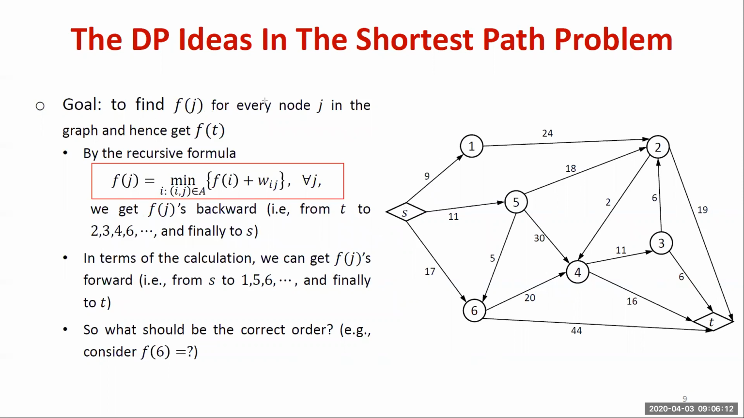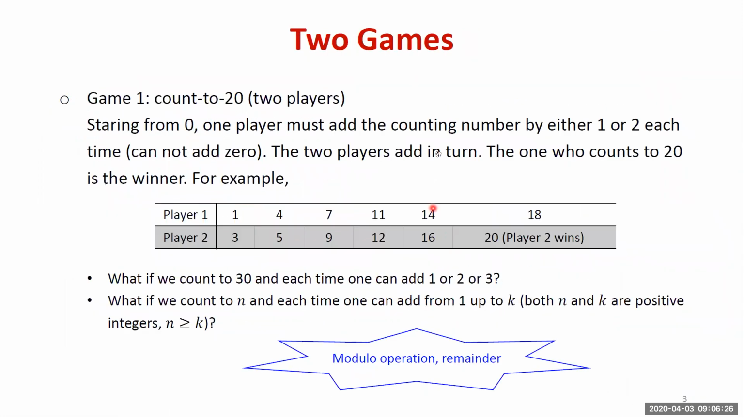But when we are thinking about the problem, we're going to think of the problem backward. For example, from T, I'm going to go this level, and then this level. This is exactly the same as these problems, remember, as these two games. In this game, if I want to count to 20, I'm going to think backward: in order to get 20, I only need to get 17. To get 17, I only need to get 14, backward.